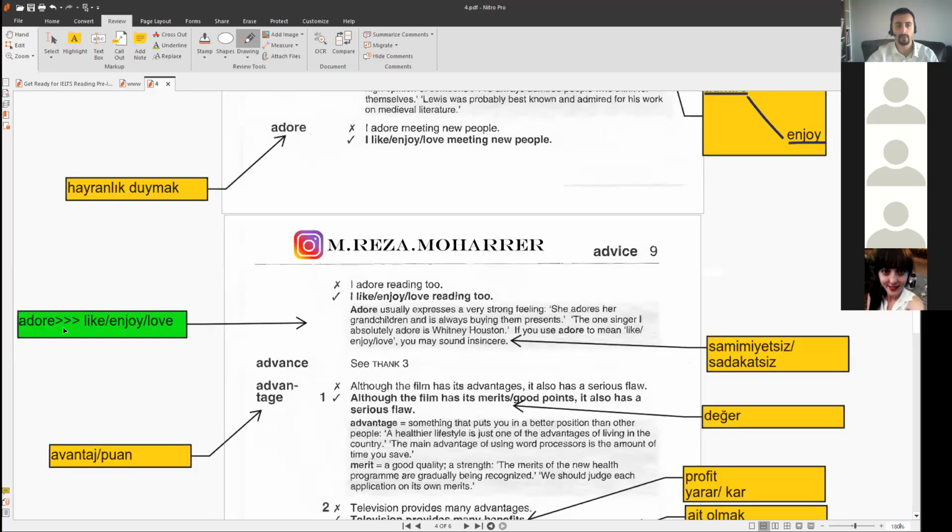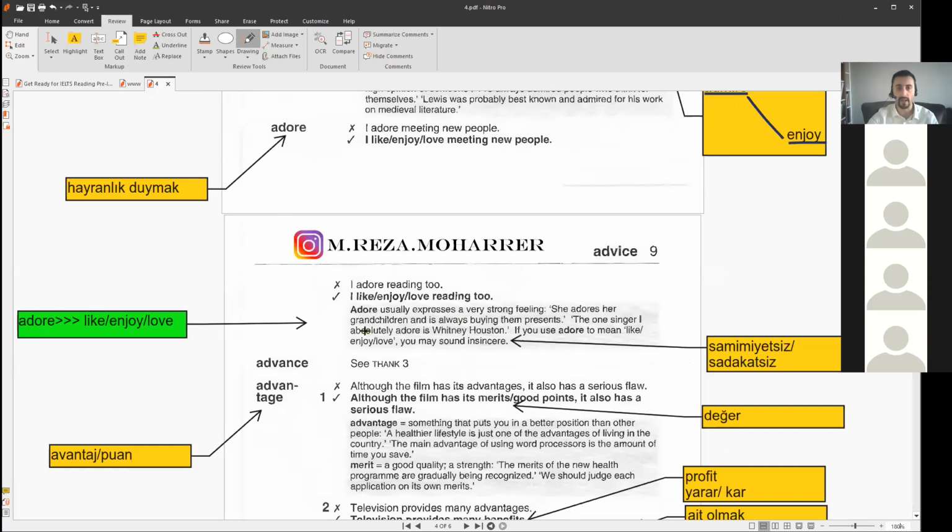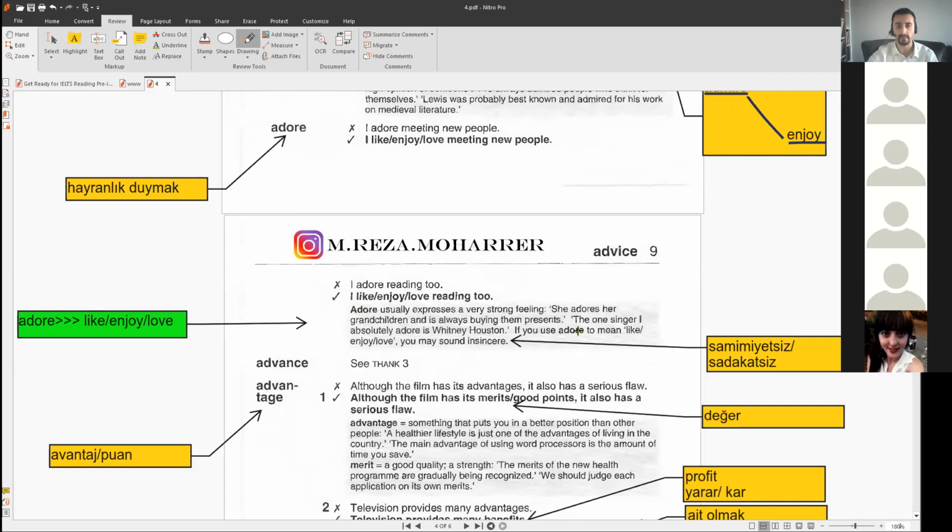Okay. As you see in the green box, adore is way higher than like, love, or enjoy. Let's read this part. Adore usually expresses a very strong feeling. It's something like admire. She adores her grandchildren and is always buying them presents. Again, another one. The one singer I absolutely adore is Whitney Houston. So here we have like, enjoy, or love at this level, and adore is at this level.